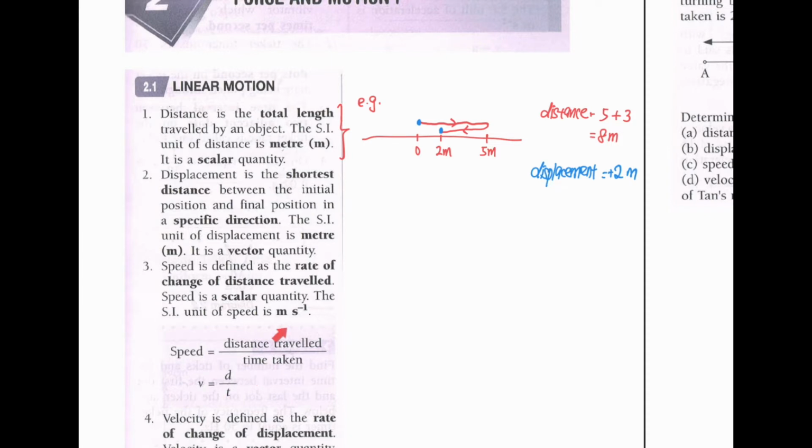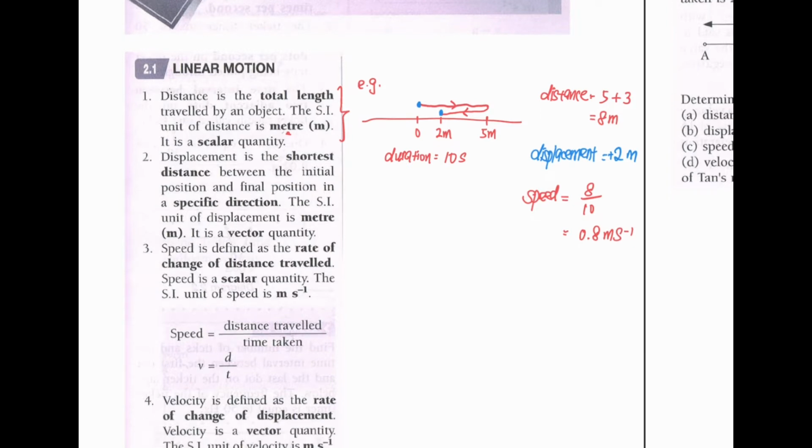Now let's use this as my example again. Let's say the object traveled 5 meter to the right and 3 meter to the left, and, let's say I add more information, the duration for the object to move this particular distance is 10 seconds. Because of that, we can find the speed, which is equal to distance over time. Then you get 0.8 meter per second. So this is the speed.